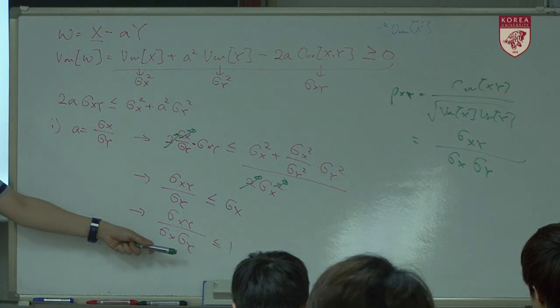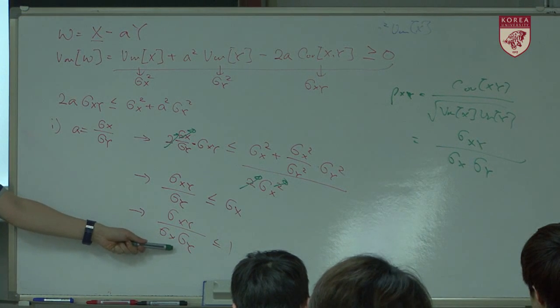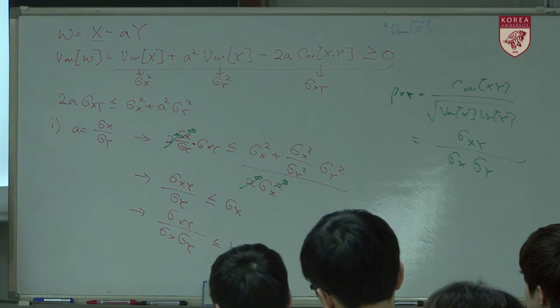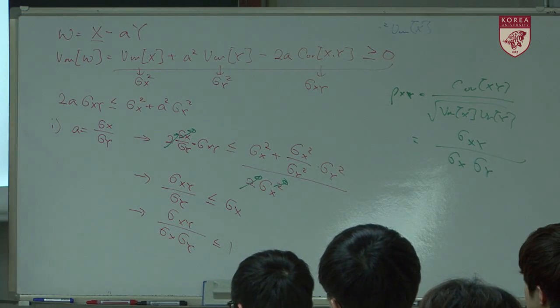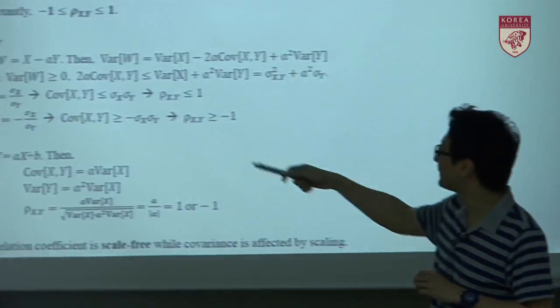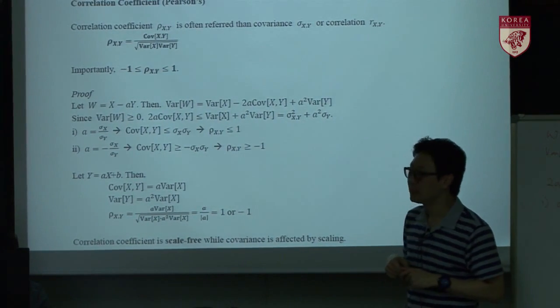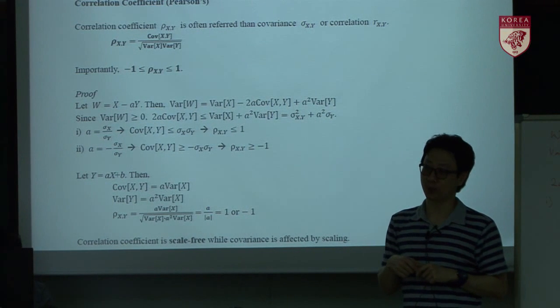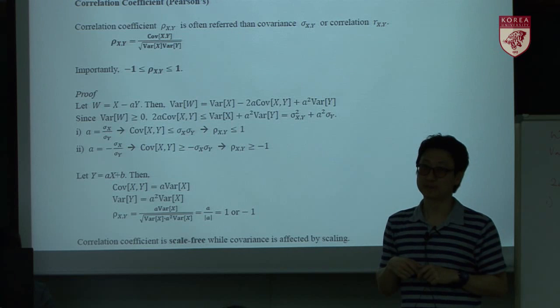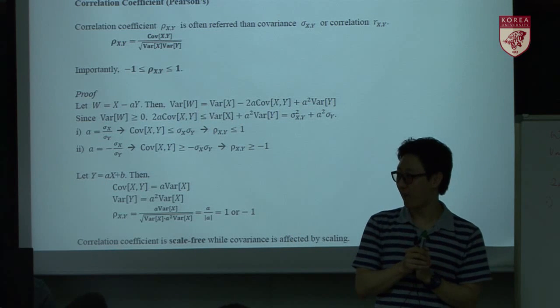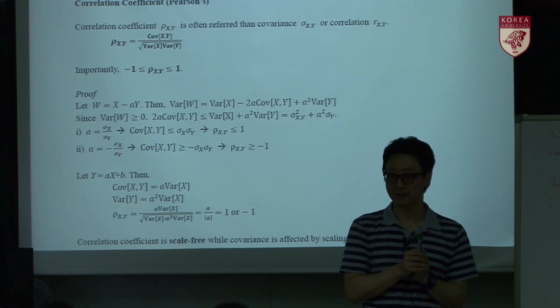So here we proved that the correlation coefficient should be less than or equal to 1. Similarly, if we say a is equal to minus sigma x over sigma y, then we can prove that the correlation coefficient should be larger than or equal to minus 1. So basically, the correlation coefficient should be between minus 1 and 1. That is an important factor.